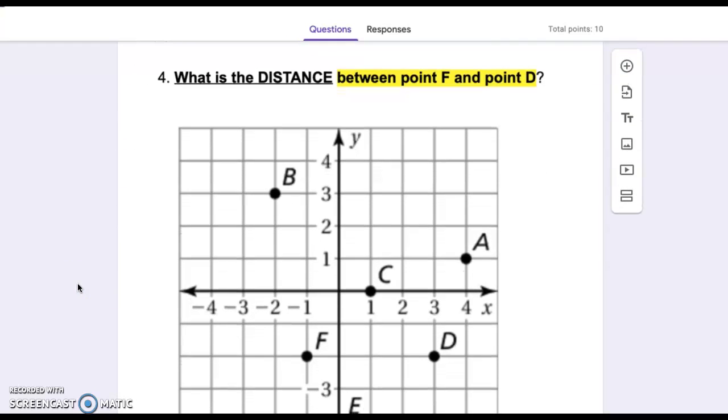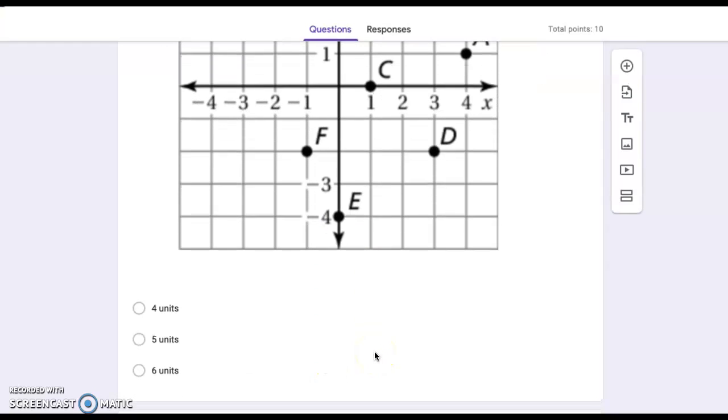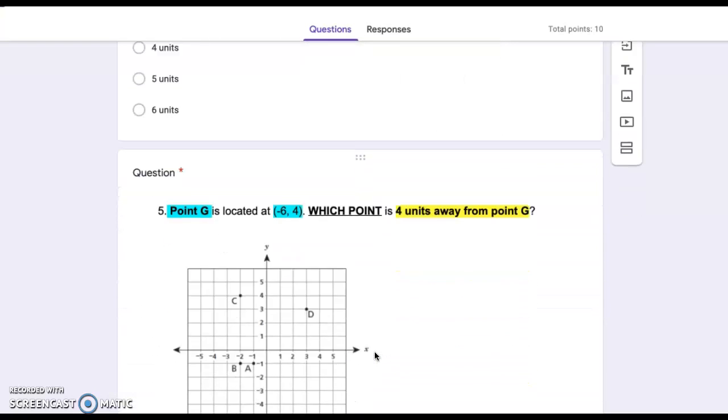Number 4, what is the distance between point F and point D? How many units does it take to get from point F to point D? Is it 4 units, 5 units, or 6 units?